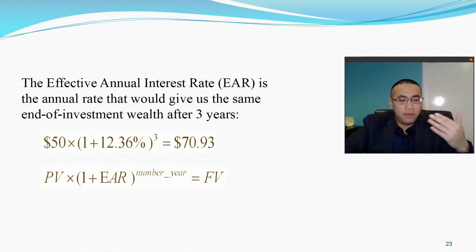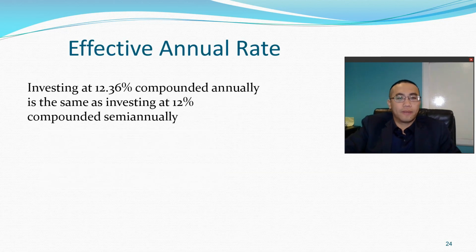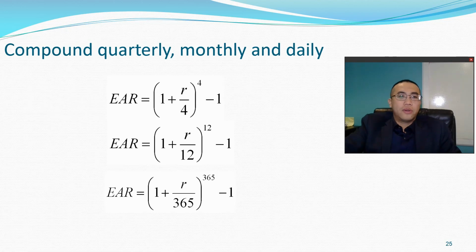So once again, if you are looking to borrow or lend a loan, you will go for the effective rate to get the actual future value, the actual cash balance you have at the end. All right, to calculate the effective annual rate at a quarterly, monthly, or daily level, here are the formulas. You just replace m with 4 for quarterly, 12 for monthly, and 365 for daily.